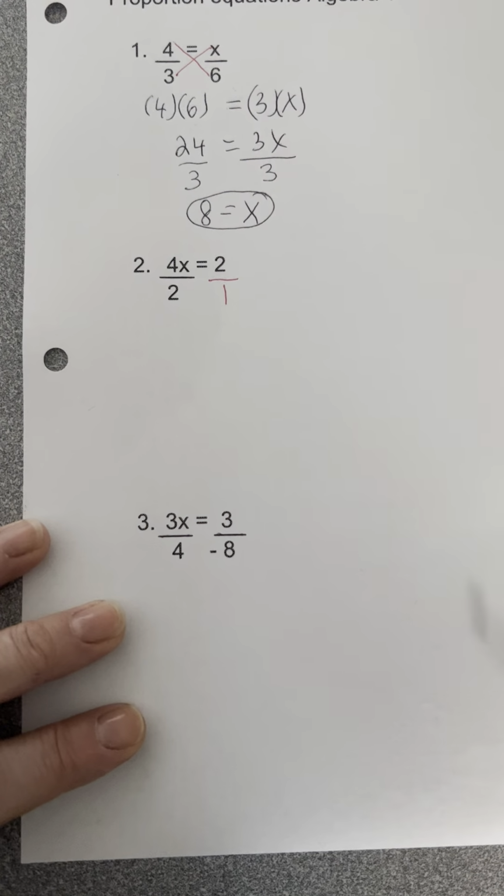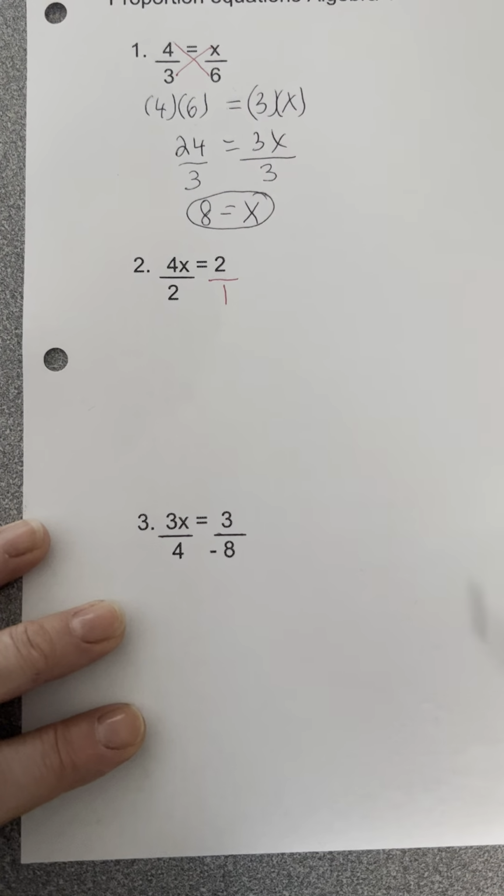Let's start on this side. So 4x times 1 is just 4x, and 2 times 2 is 4. And then last step, we divide by whatever's next to our variable, which is 4 this time. X equals 1. All right.